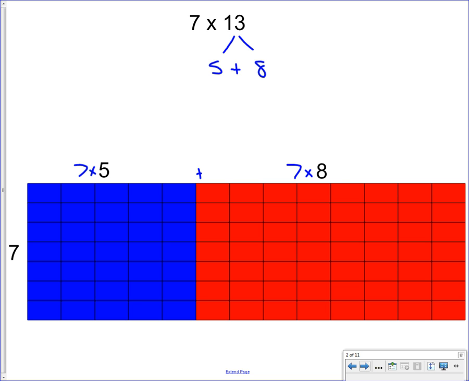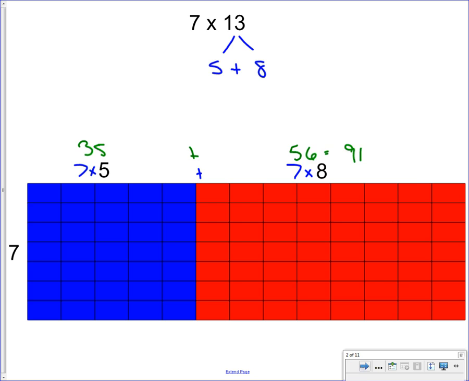Okay. This is called partial product because I've decomposed a number and made more than one multiplication problem from it. So now we're going to add our two products together. Let's go ahead and write down what our two products are. This is 35. This is 56. When I add them together, I get 91. So I add them together because I have to add 5 plus 8 in order to get 13. So 7 times 13 equals 91.